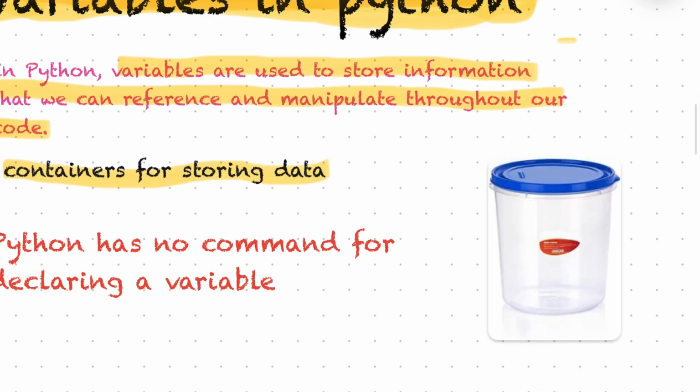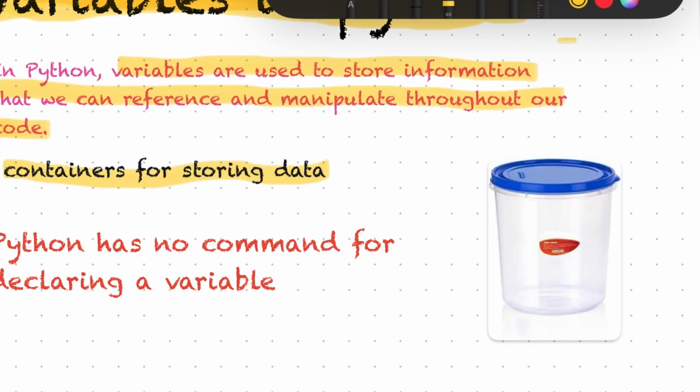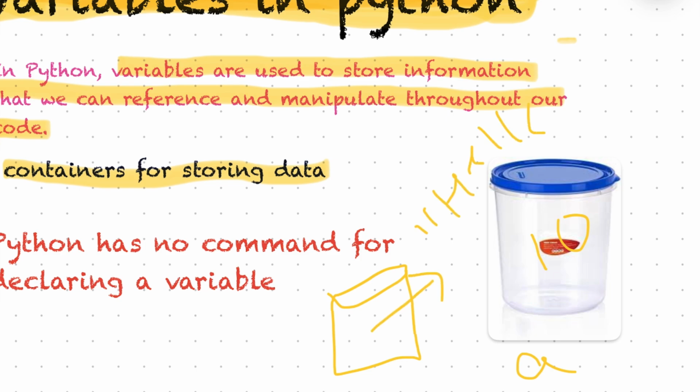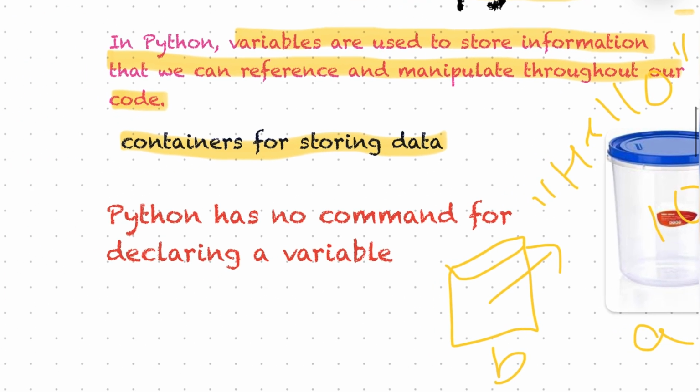Suppose over here we have a container. We can give it a name, let's suppose a, and we can store a value like 10 in the container. If we have a different container, we can store something like hello, a string, and give it the name b. In Python, there is no command for declaring a variable. We can directly declare a variable like a equal to 10, b equal to something like a string.